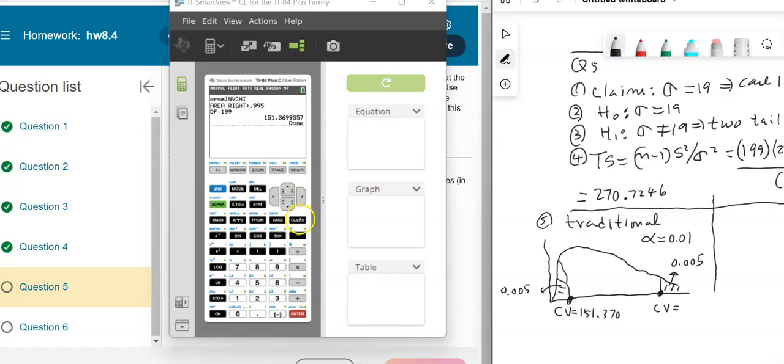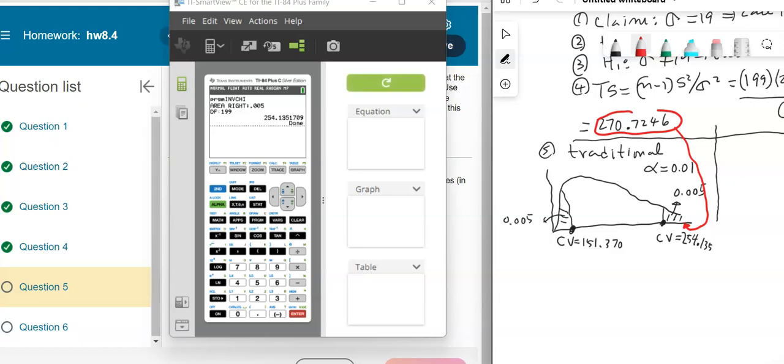So do again: clear, program, inverse chi, one more time, 0.005. That's the area, right? Okay, and then the degree of freedom is the same, 199. And then this critical value is 254.135. Now, our test statistic, this guy, is in the critical region over here, isn't it? So it's in the critical region. So what do you do? You reject the null hypothesis.